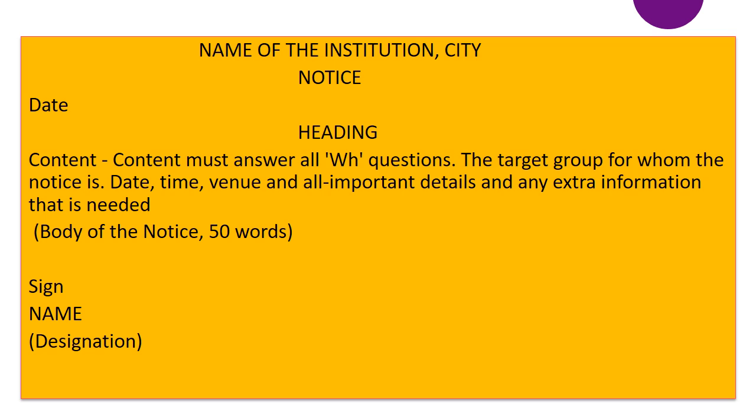And this content should be in 50 words. And students, you have to stick to the word limit. And after that, we write sign, then name in capital letters, and in parenthesis, that is brackets, we write the designation of the issuing authority. And now this format part, the purpose of writing the notice, everything you are going to get in your question itself.